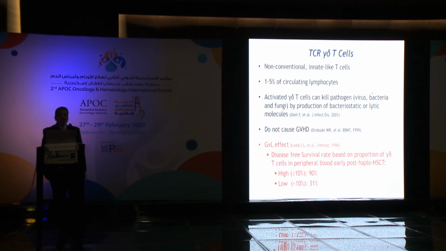Briefly, TCR gamma delta T cells are non-conventional, innate-like T cells that circulate and represent 1 to 5% of circulating lymphocytes. Activated gamma delta T cells can kill pathogens by production of bacteriostatic or lytic molecules. The most important thing, as established in the literature before, is that they do not cause graft versus host disease.